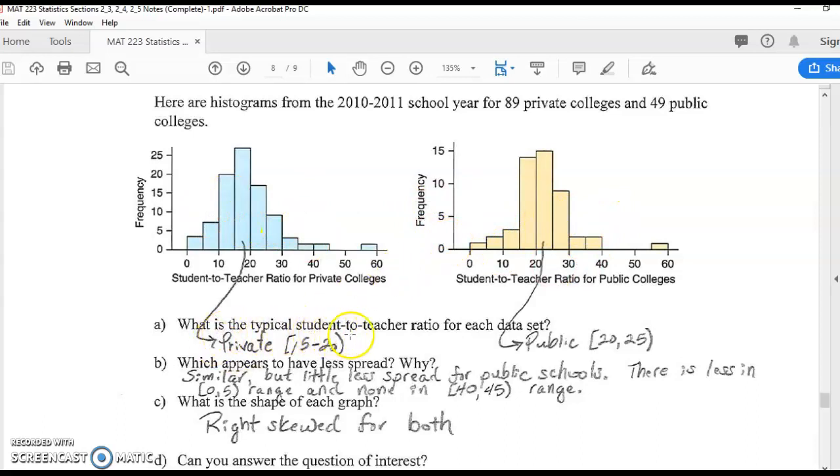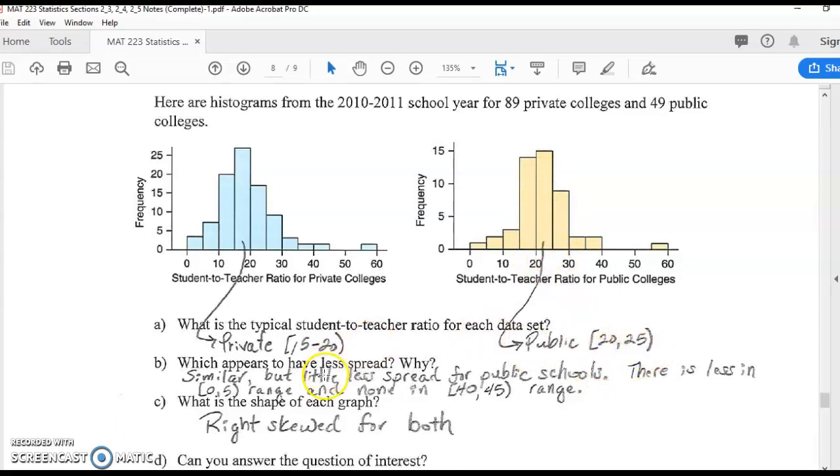So what is the typical student to teacher ratio for each data set? Again, you're looking for the balance point. We have numerical data, so we're looking at histograms. So the balance point here looks like for private schools, we're somewhere between 15 and 20. I put these closed brackets to indicate, I want you to remember when you're looking at a histogram, the initial value on the left side of the histogram is in that bin, but the right value is in the next bin. So it's 15 to 20, not including 20. And for public schools, it looks like the balance point is somewhere between 20 and 25, including 20 but not 25.